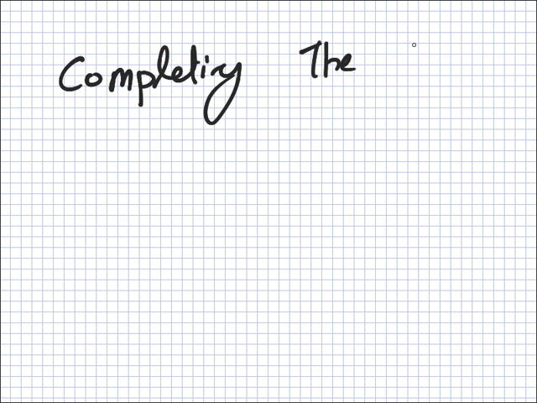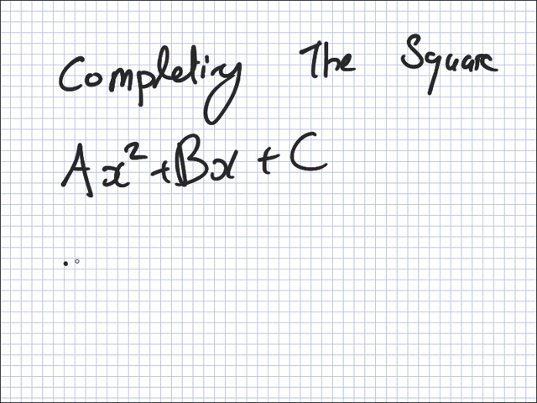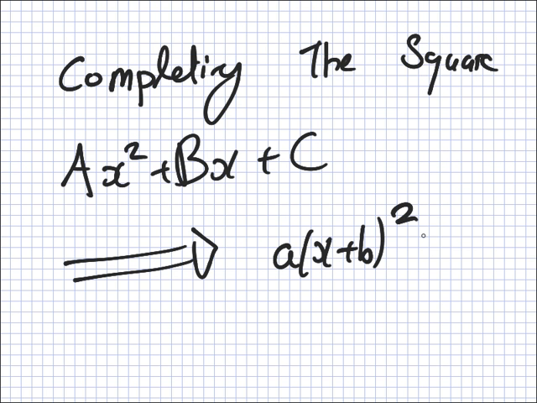Okay? Everything's okay? We'll just do a couple of examples of completing the square. So when you take a quadratic like ax squared plus bx plus c and you rewrite it like this, a(x plus b) squared plus c, that process is called completing the square. Now you can do these actually pretty quickly. I'll show you the trick to doing them.